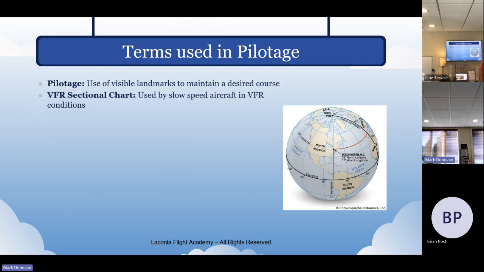The VFR sectional chart, again, this is the VFR sectional chart. They come out every 56 days, they update them, and there's roughly maybe 50 of them that make up the entire United States. This little picture right here, you can see it's kind of a grid of the United States. Every one of those little blocks represents an individual sectional chart.